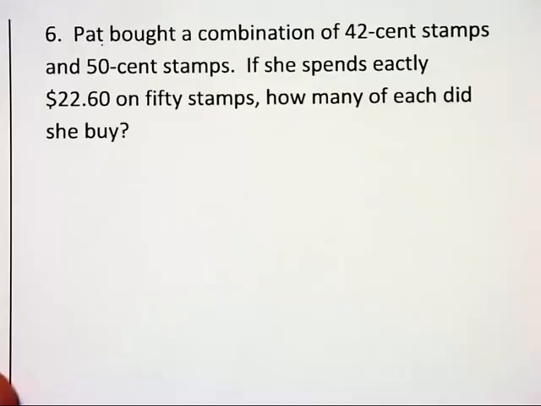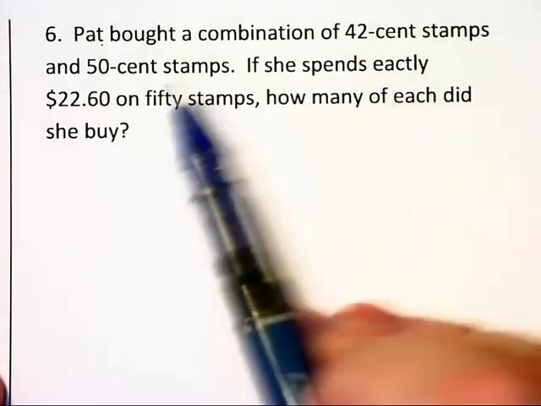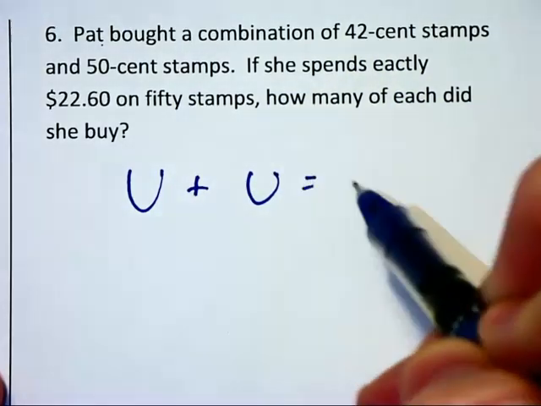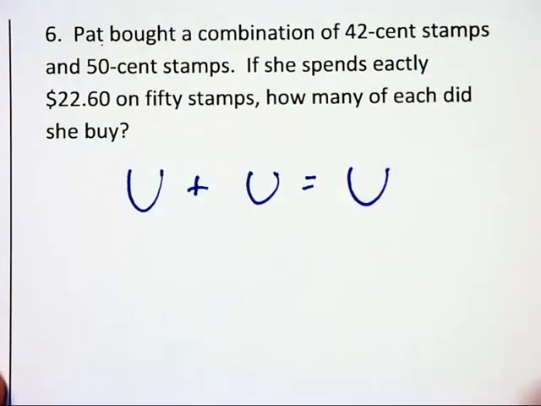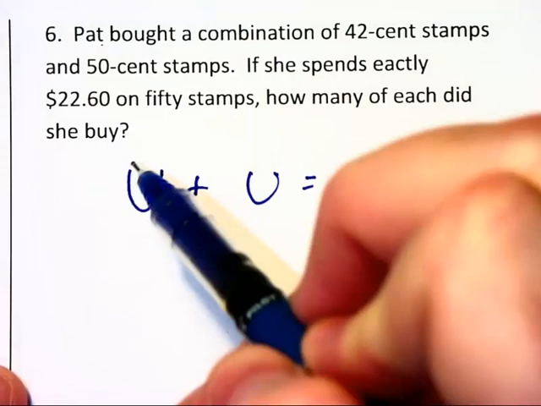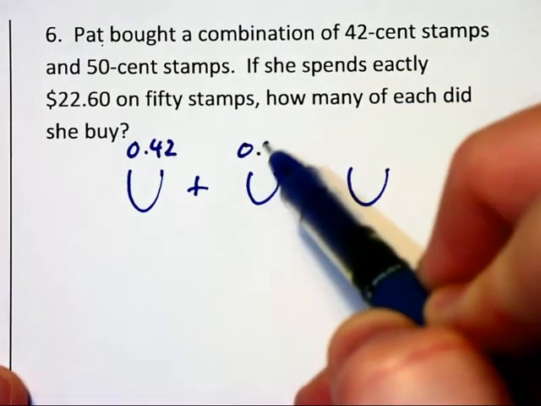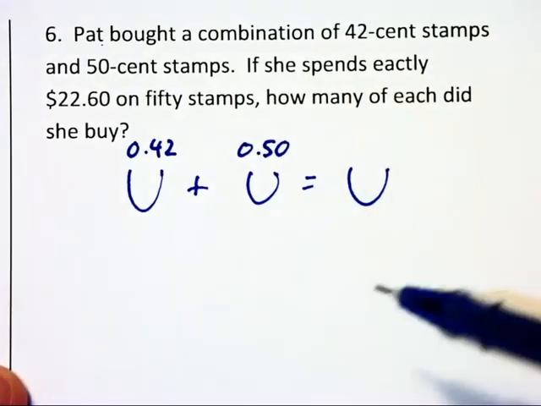Reading this next problem through, it looks like a mixture problem. We're mixing 42-cent stamps and 50-cent stamps, so I'm going to use my mixture problem setup. Go back and watch my video on mixture problems if you have not done so yet. And I'm going to have 42-cent stamps, so 0.42 and 0.50. Prices and percents go on the top.